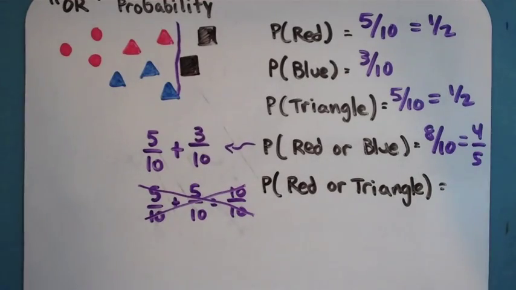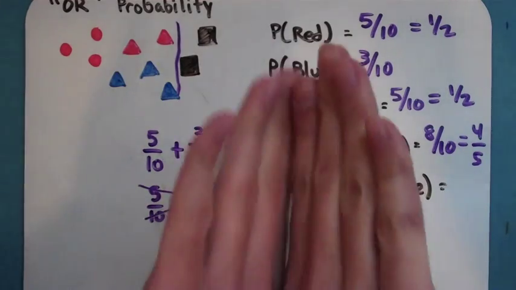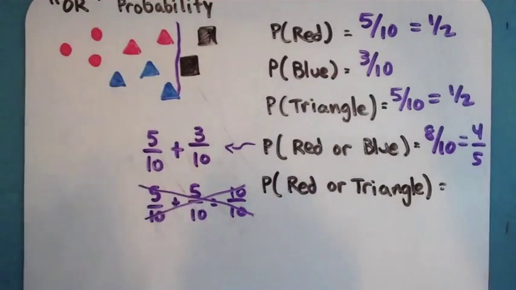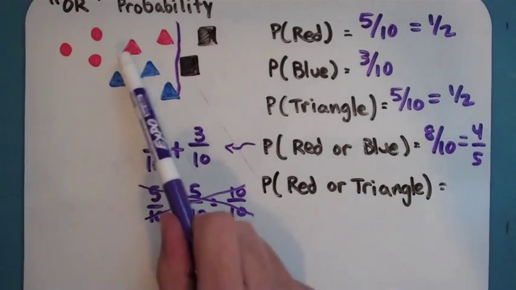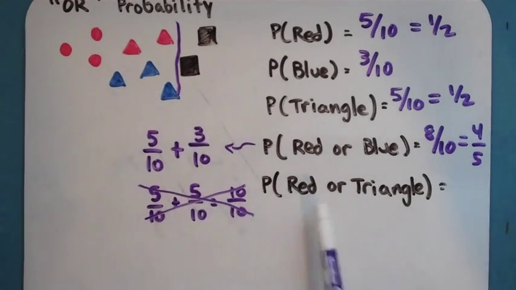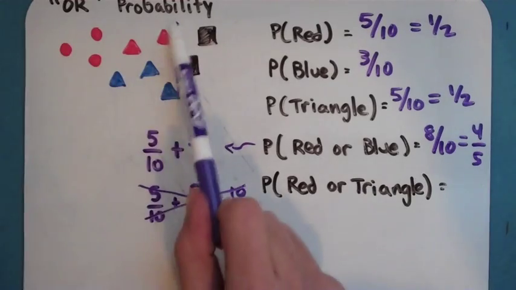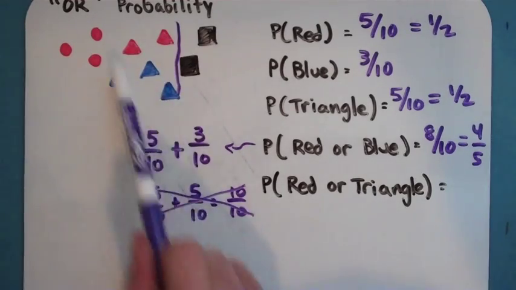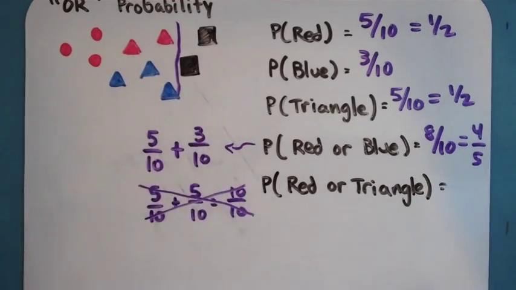The difference in these 2, red or blue, is totally separate. You're red or you're blue and you're good. Or you're black or something. You can't be red and blue. There were a couple shapes here, though, that are red and triangles. So what happened was you counted them when you said red, and then you counted them again when you said triangle, and that threw off our answer.